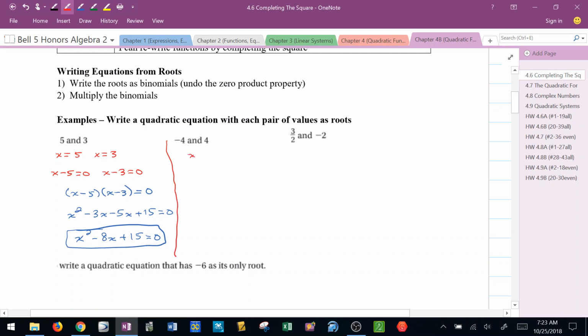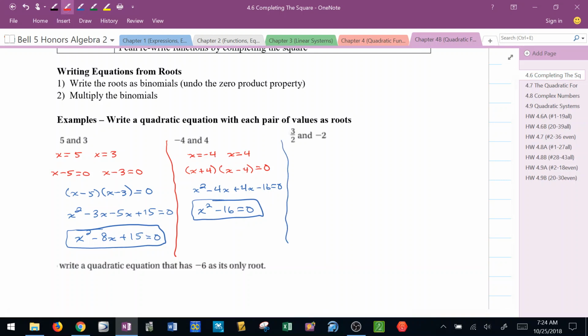I know if x is equal to negative 4 and x is equal to 4, that will tell me that this came from x plus 4 equals 0 and x minus 4 equals 0. I'm going to multiply these together. x squared minus 4x plus 4x minus 16 equals 0. And then combine my like terms, and I'm left with x squared minus 16 equals 0. This is the quadratic that those roots came from.